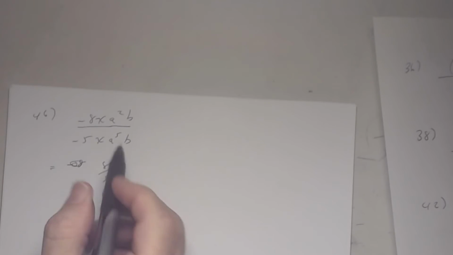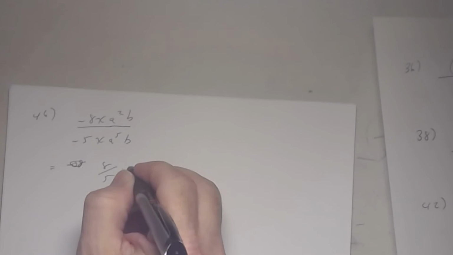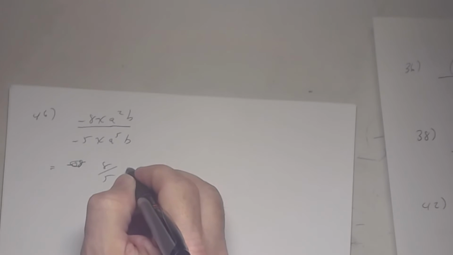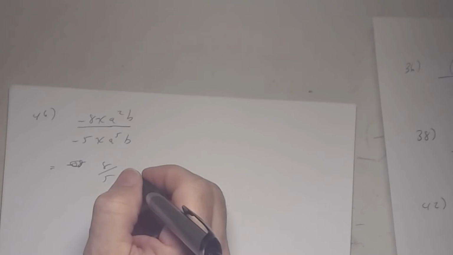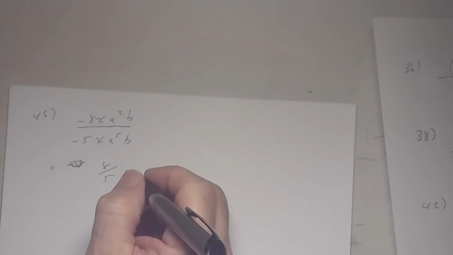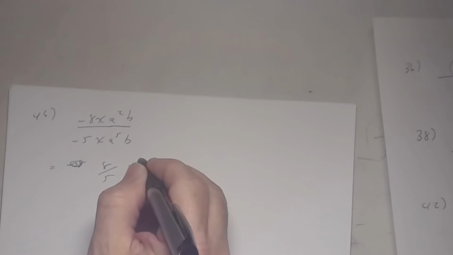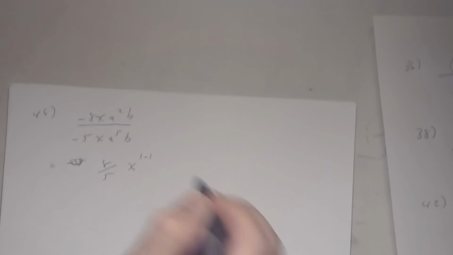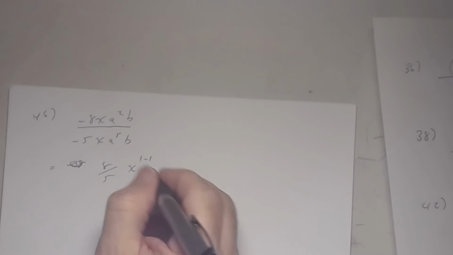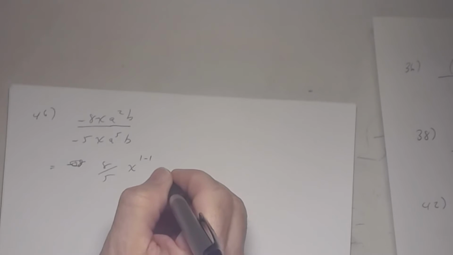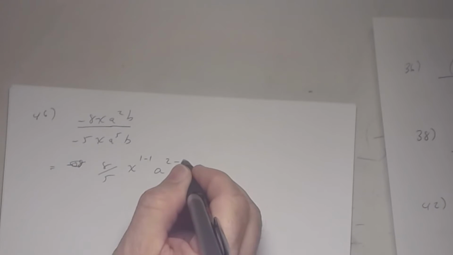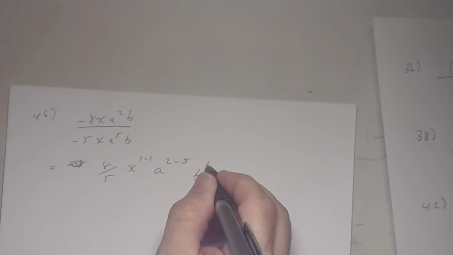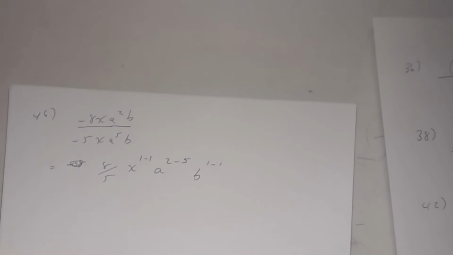Okay, now let's talk about the variable x's. So when I divide like bases, what do I do with the exponents? Tell me what to do to the exponents. Subtract them. So that's x to the 1 minus what? Minus 1. Now let's talk about the a's. That'll be times a to the second, subtract what? 5. Now let's talk about the b's. That's b to the first, subtract what? 1. So that's where I'm at.